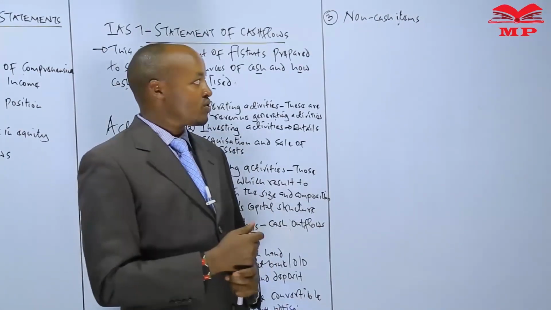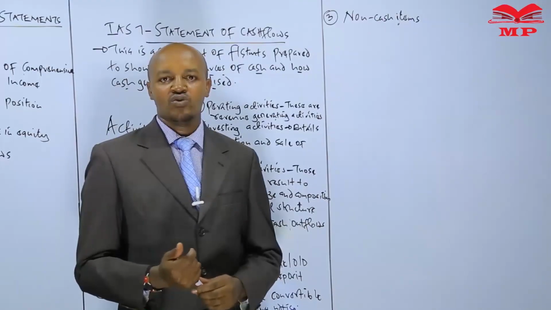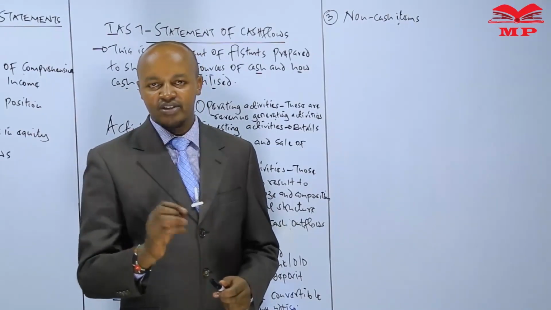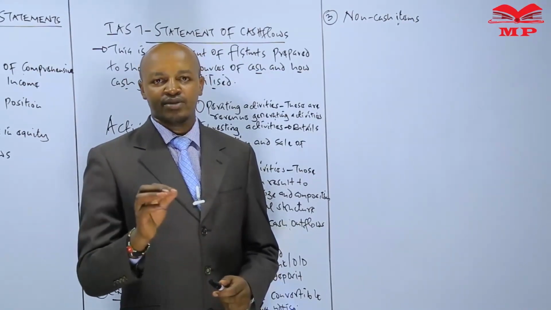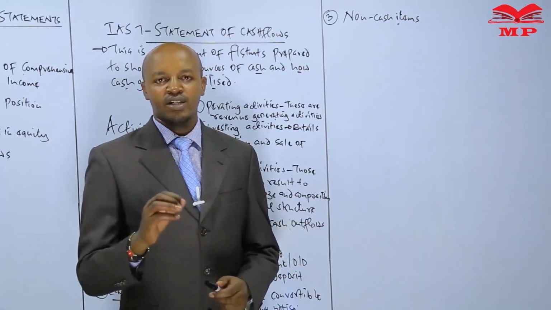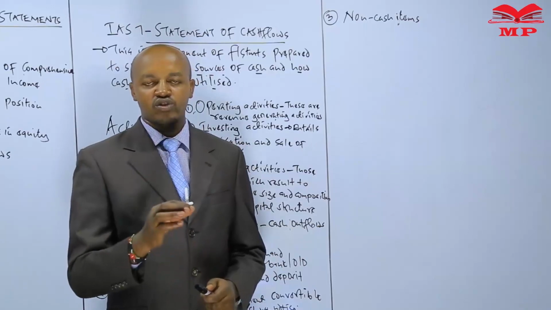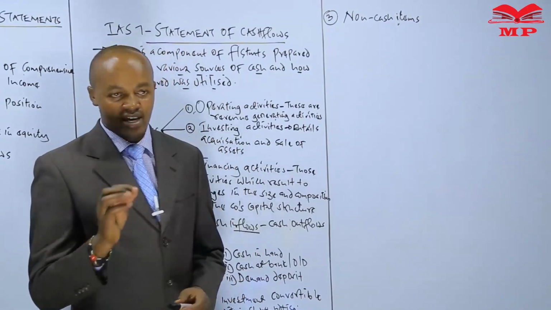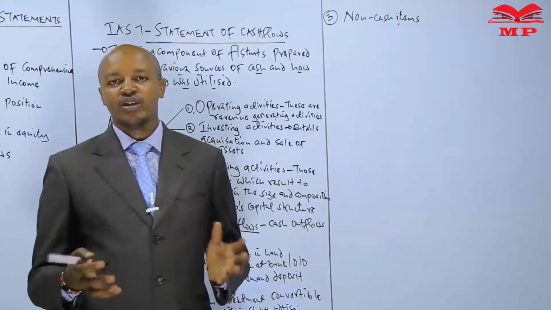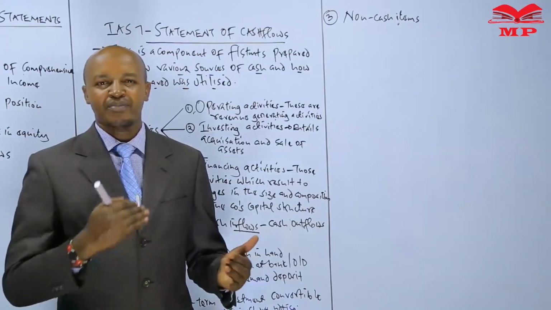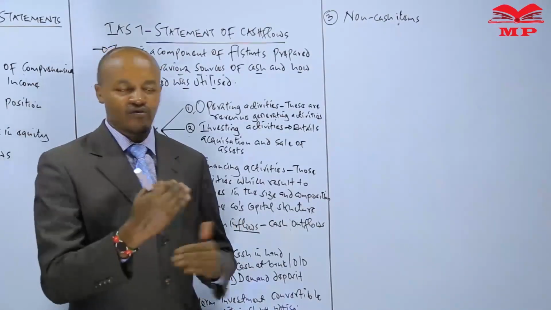Therefore, good examples of non-cash items include items such as depreciation, bad debt written off, gain or loss on disposal, and the provision for doubtful debt. Those items we use in the computation of profit, but they do not entail movement of cash.